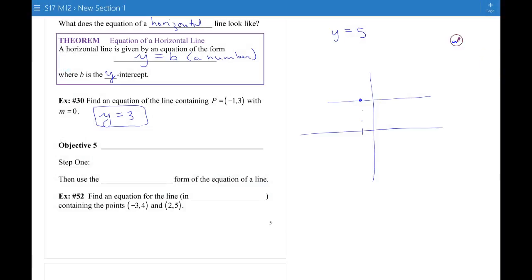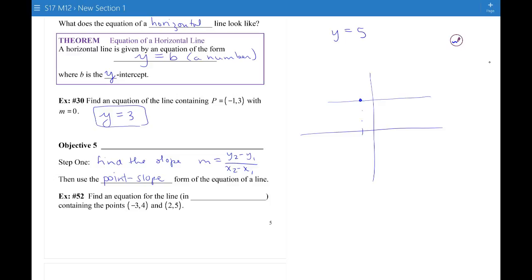Okay, objective 5 is find the equation of a line given 2 points. So step 1 is going to be to use the point slope form of the equation of a line. Step 1 is going to be to find the slope using the formula m equals y2 minus y1 over x2 minus x1, and then use the point slope form of the equation of a line using either one of the points.